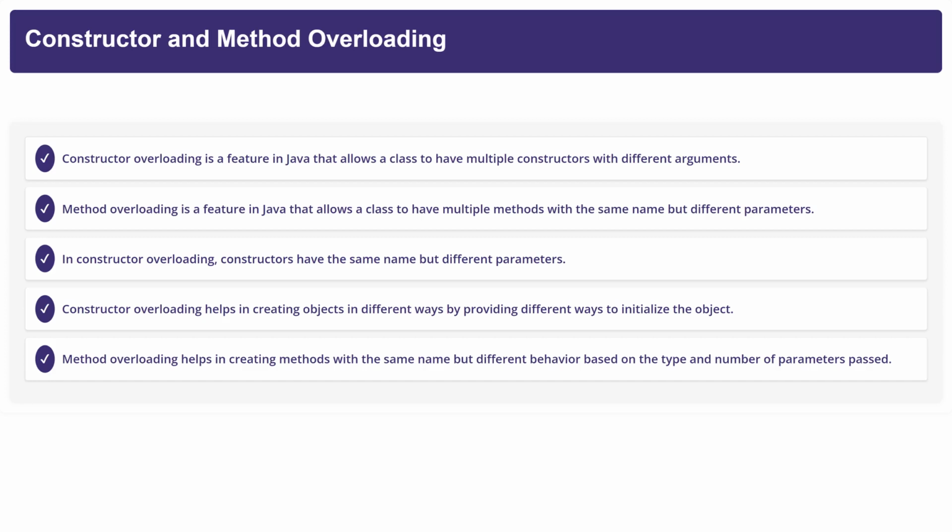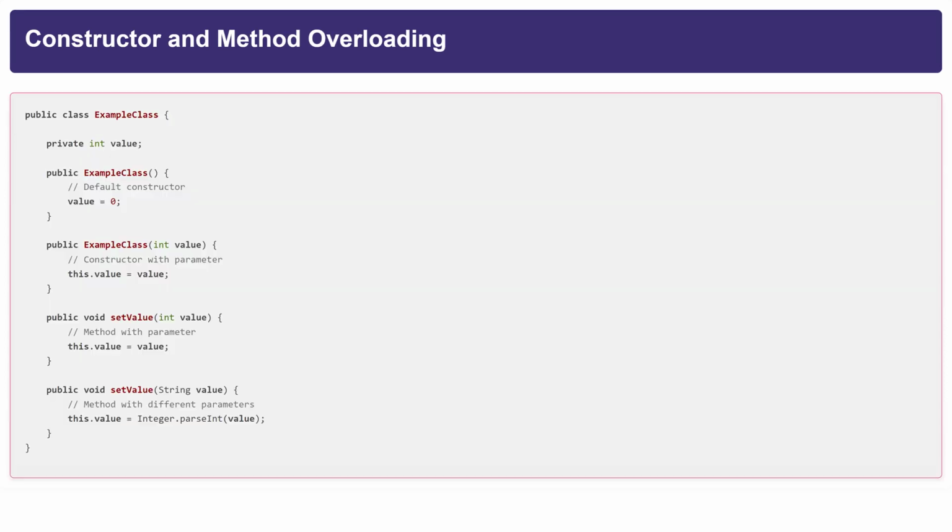Constructor overloading is a feature in Java that allows a class to have multiple constructors with different arguments. Method overloading is a feature in Java that allows a class to have multiple methods with the same name but different parameters. In the given code snippet, we have an example class that demonstrates constructor and method overloading. It has a default constructor and another constructor that takes an integer value as a parameter. It also has two methods that set the value of the value field, one taking an int parameter and the other taking a string parameter.